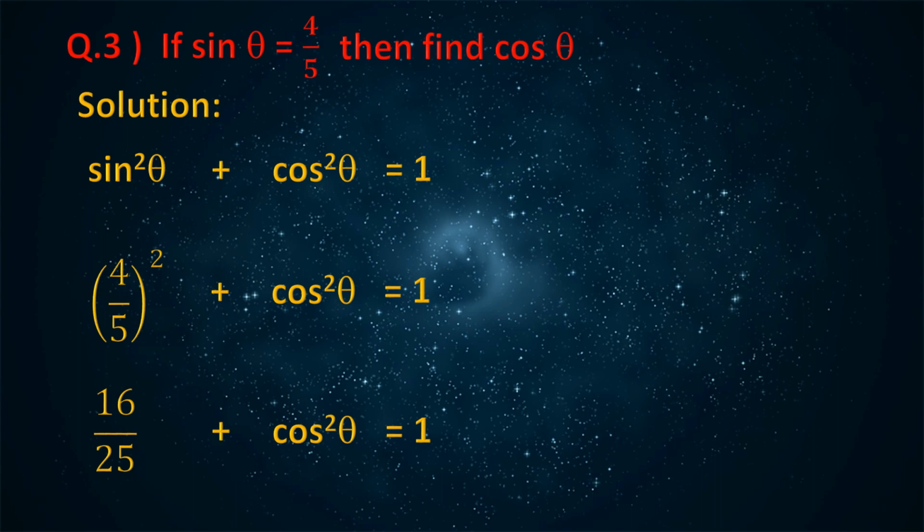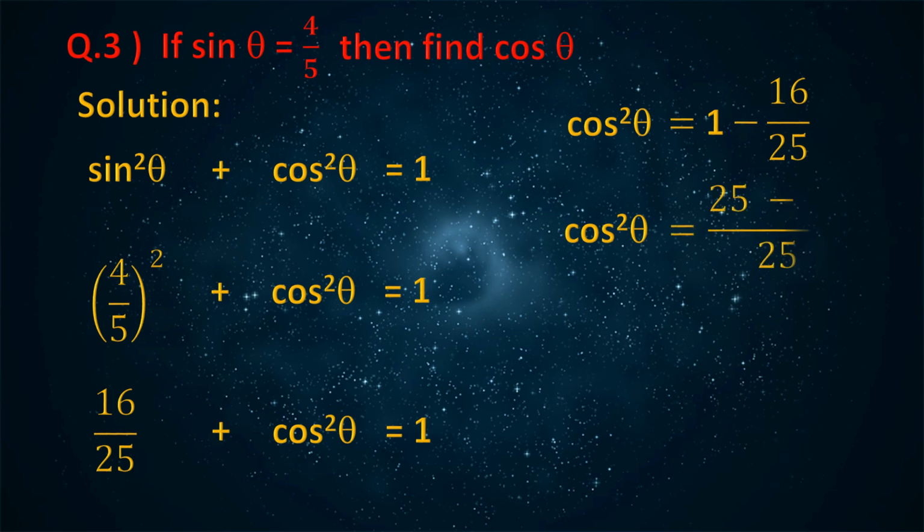16 upon 25 will go that side, and the line will be like cos square theta is equal to 1 minus 16 by 25. Cos square theta is equal to 25 minus 16 upon 25. Cos square theta equals, the subtraction will give us 9. 25 minus 16 is 9 upon 25. Taking root, root of 9 is 3 and root of 25 is 5. Therefore, cos theta is equal to 3 by 5.